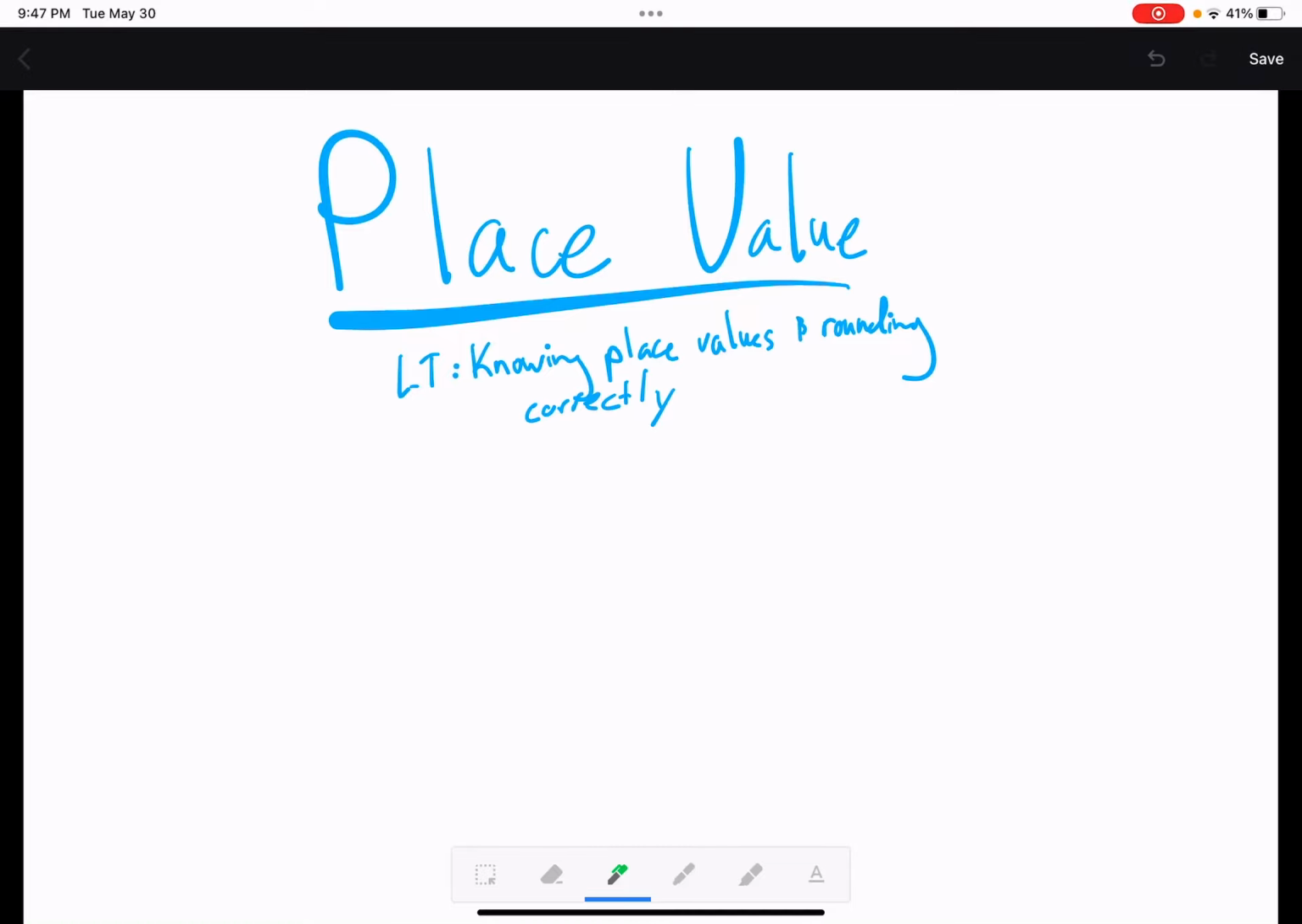This video is about place value. The learning target is knowing the different place values and then being able to use that to round correctly. So what I'm going to do is write out a couple different numbers here: 1, 12, and 123. And let's break down the different spots, the different parts of these numbers.